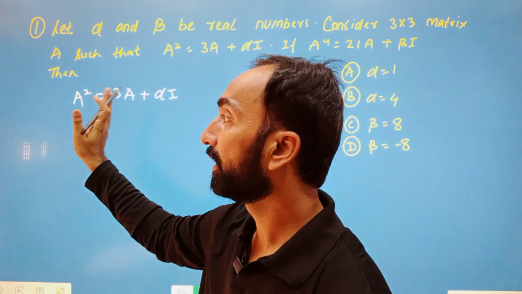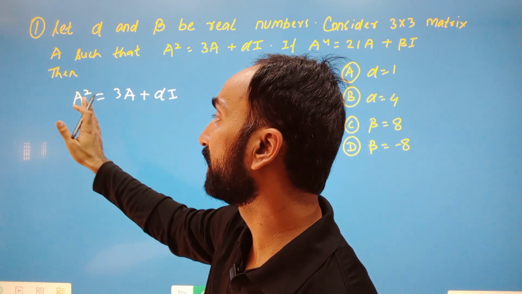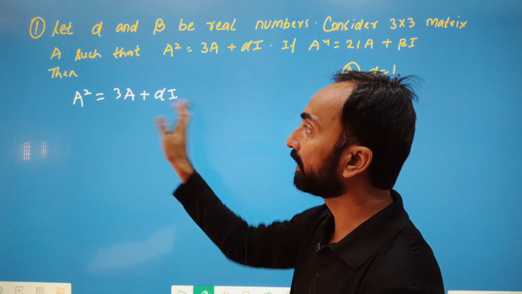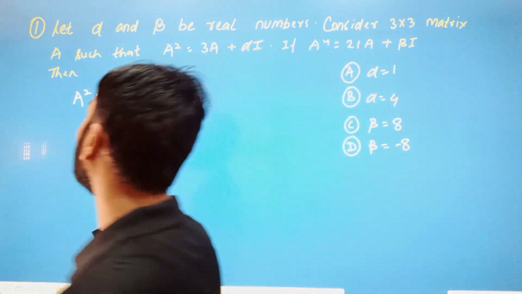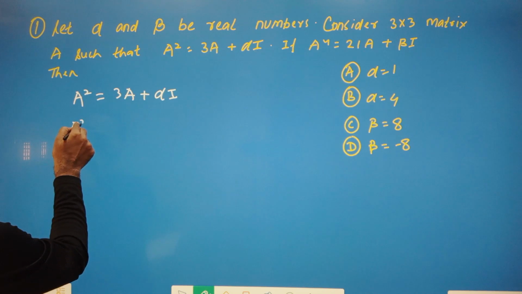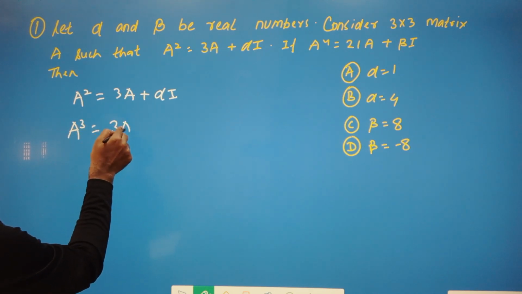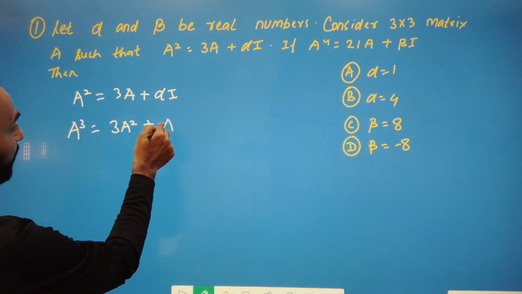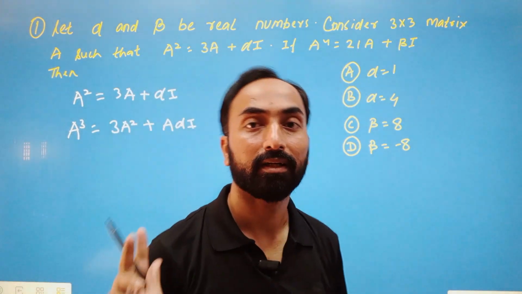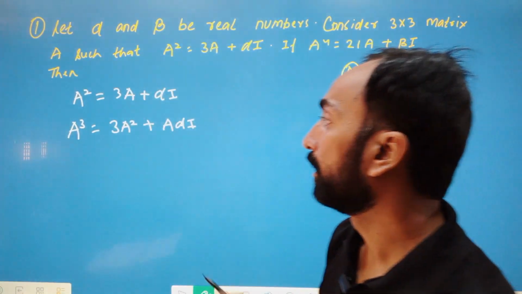And how can we proceed to A to the power 3? We will multiply A square with A on the left hand side, and to balance it we have to multiply A on the right hand side also, right? So the next step I am multiplying the left hand and right hand side with A, so it will become A cube. This will become 3A square and this will become A alpha I, right? Every single term gets multiplied by A.